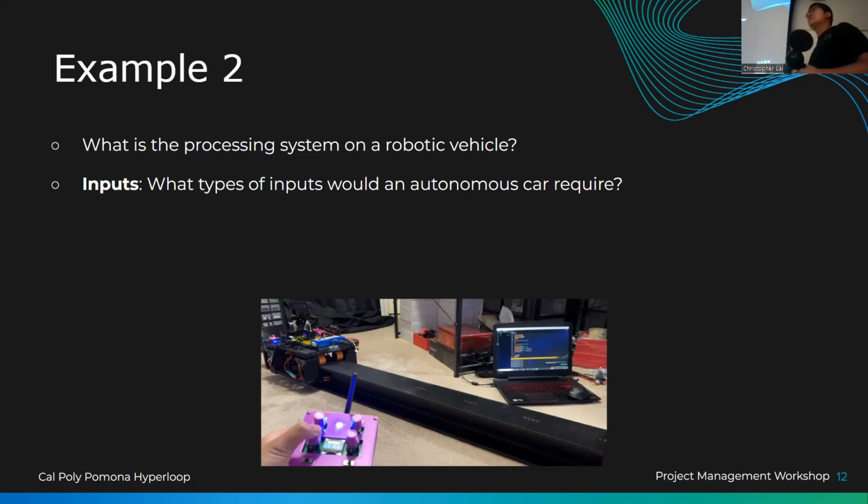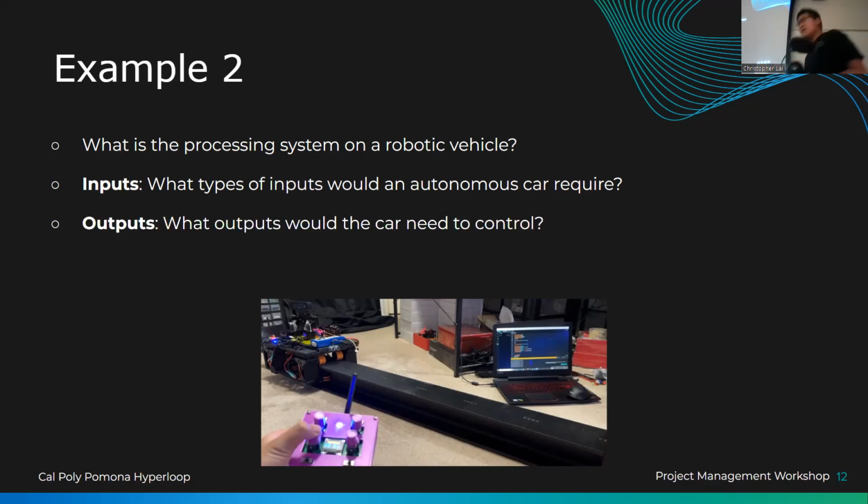A camera would also be great, right? Then you can teach the robot what things look like around it. You can map out a distance for it to travel on like a virtual system. It's very, very useful. Again, for a robotic car, what outputs would the car need to control? What are the outputs in this case?